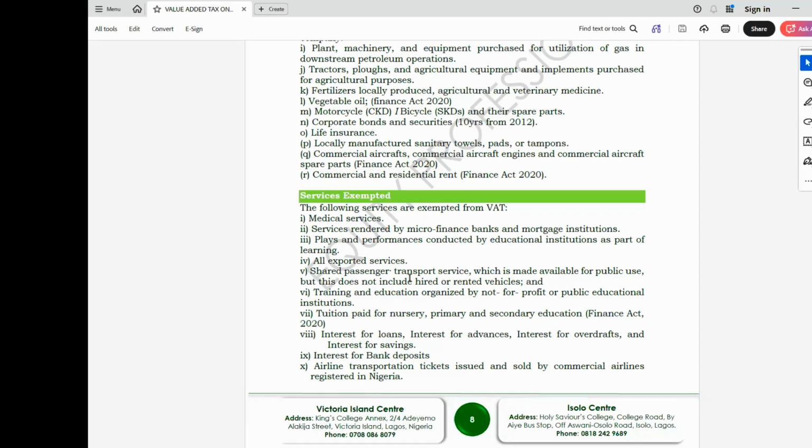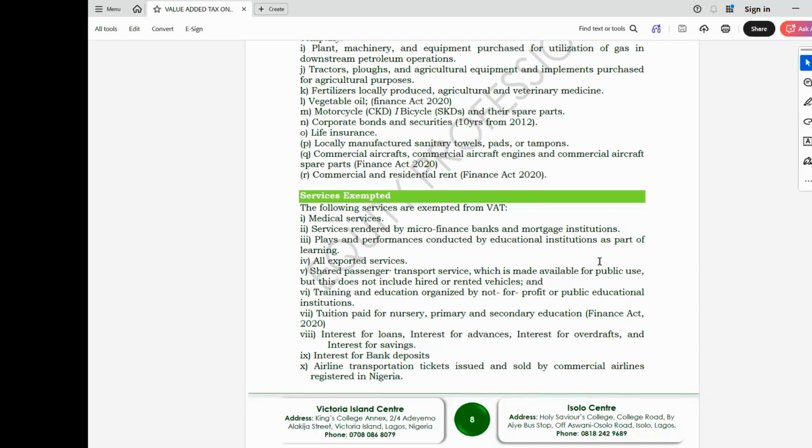And don't forget the principle we adopt: the destination principle. So all services that are exported are exempted from VAT. Shared passenger transport services made available for public use, like your BRT buses, are also exempted. This does not include hired or rented vehicles, not those you hire from a logistics company.